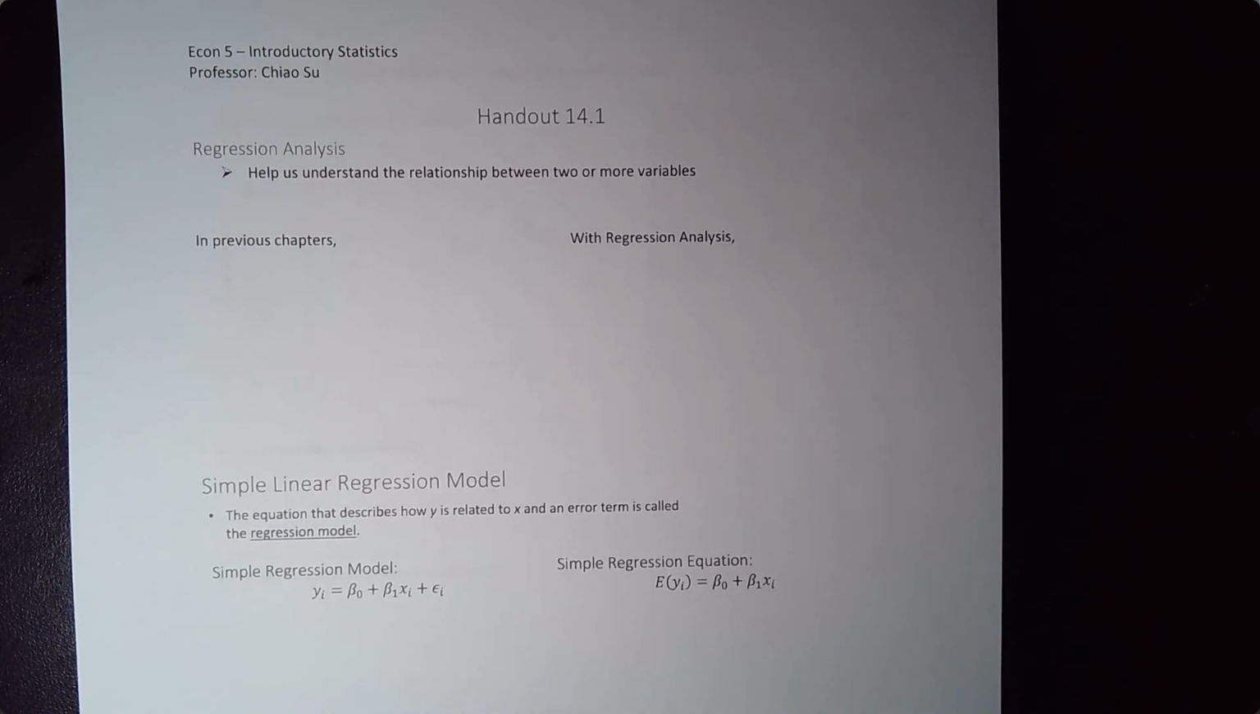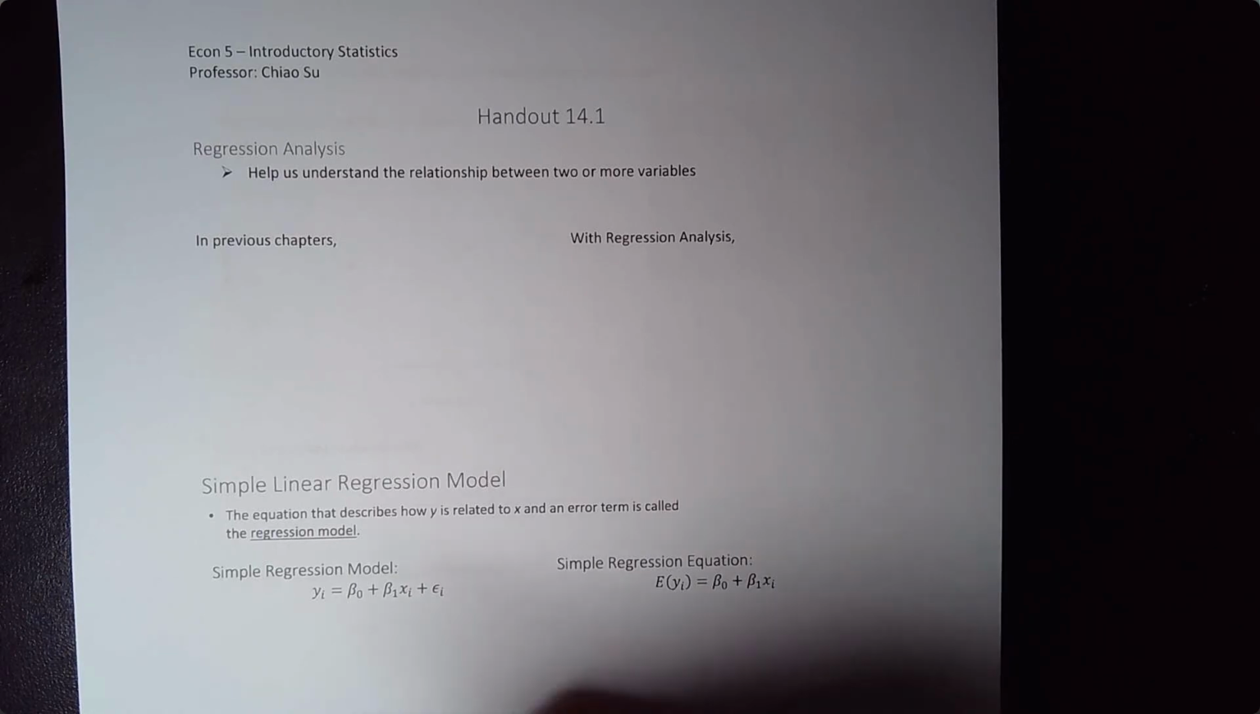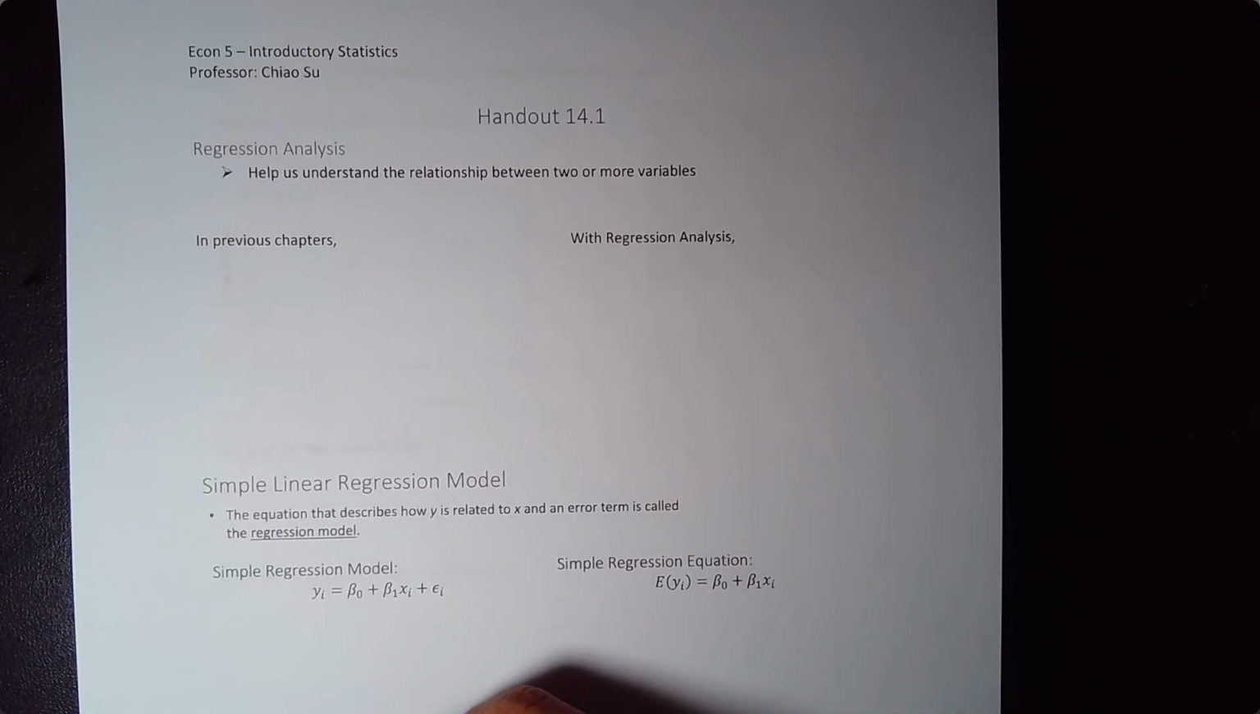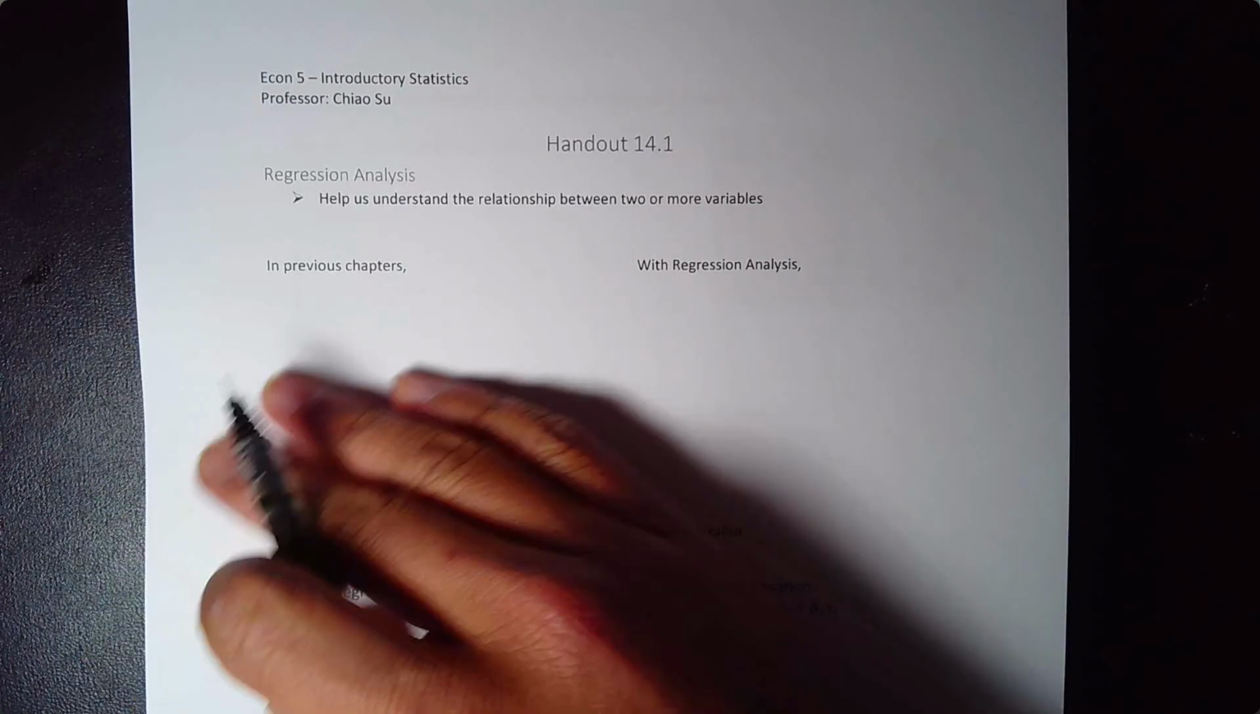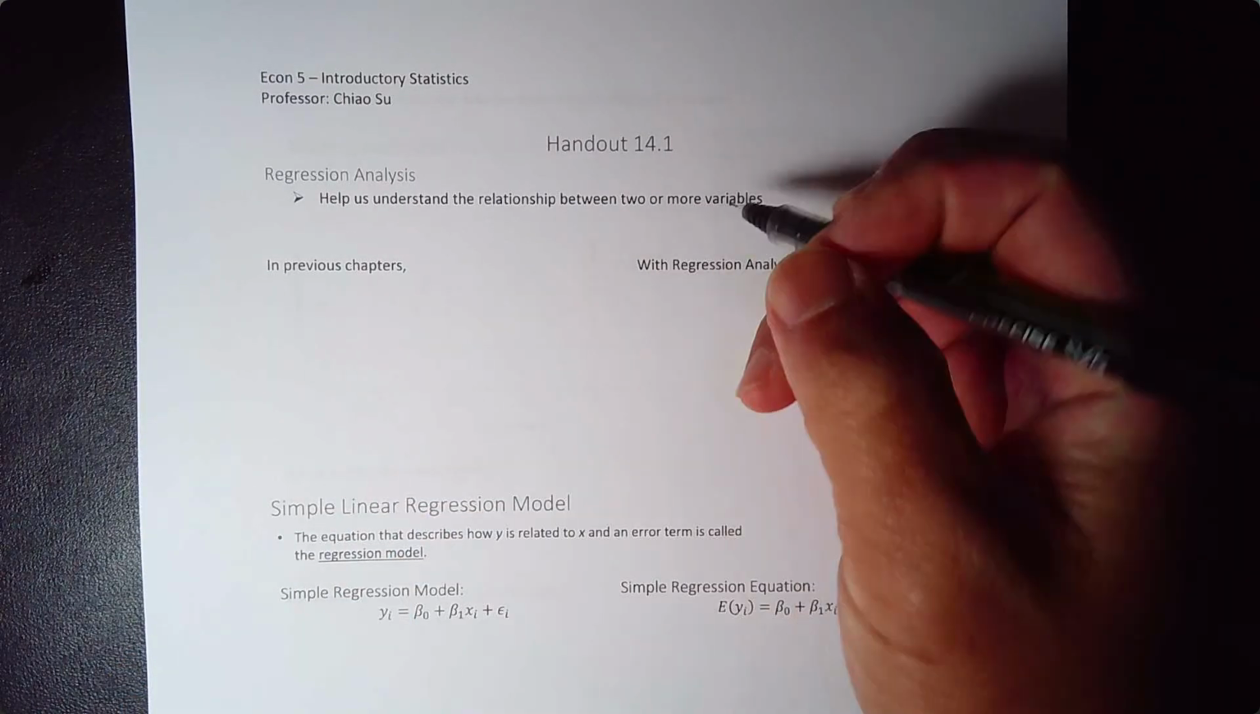So far in our class, we have focused on trying to understand a single variable within a population, such as what's the average income of people in San Francisco, what is the average height, or what is the proportion of people that have had COVID. Now, with regression analysis, we're trying to understand the relationship between two or more variables.